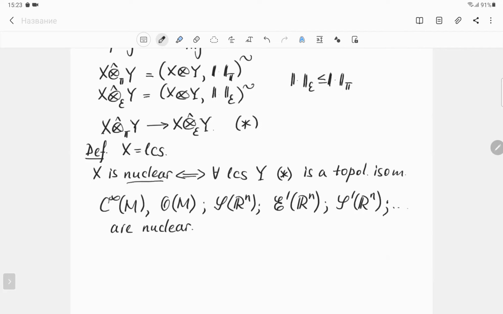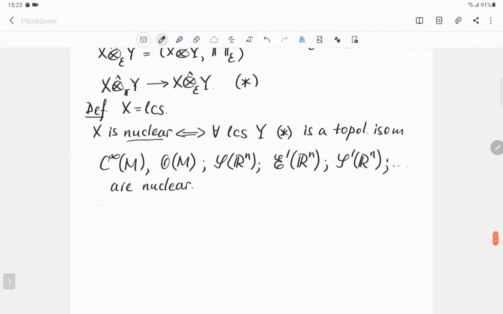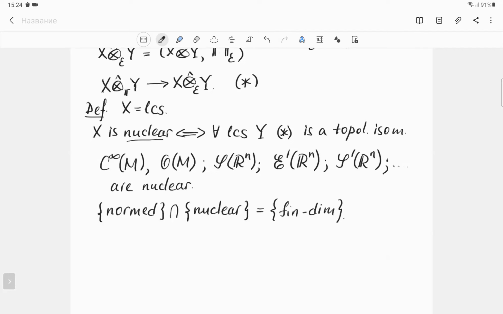On the other hand, it's important to remember that a normed space is nuclear if and only if it is finite dimensional. So in particular, if we look at a C-star algebra, then a C-star algebra can be nuclear as a locally convex space only if it is finite dimensional. So once again, I'd like to stress that nuclear C-star algebras are almost never nuclear as locally convex spaces. And the terminology is given just by an analogy.